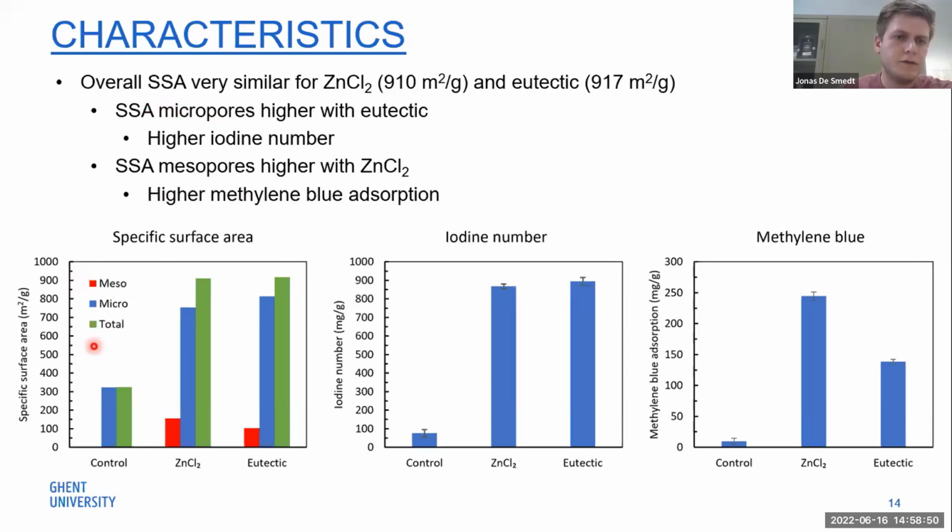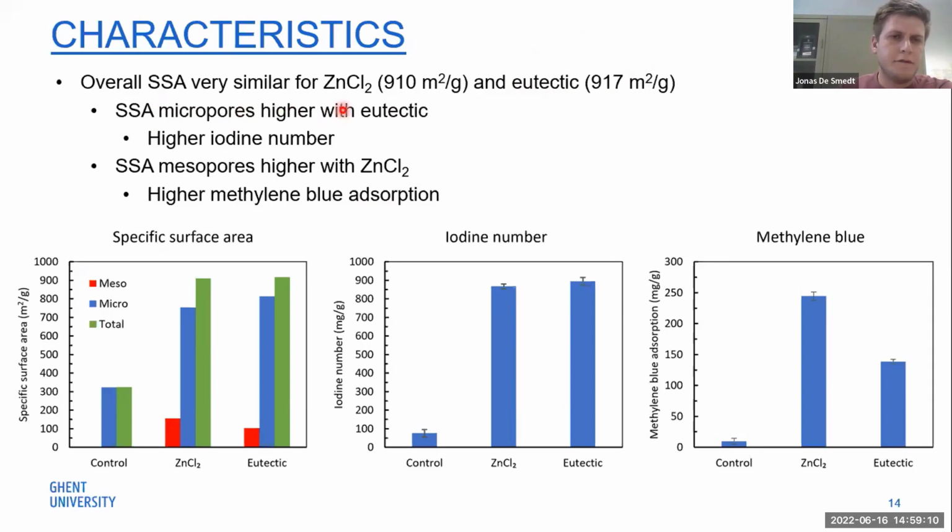So we notice from the graph over here that the overall specific surface area, presented in green, in the case of zinc chloride, is pretty much the same as for the eutectic mixture. You have a little bit higher area, but it's actually the same.